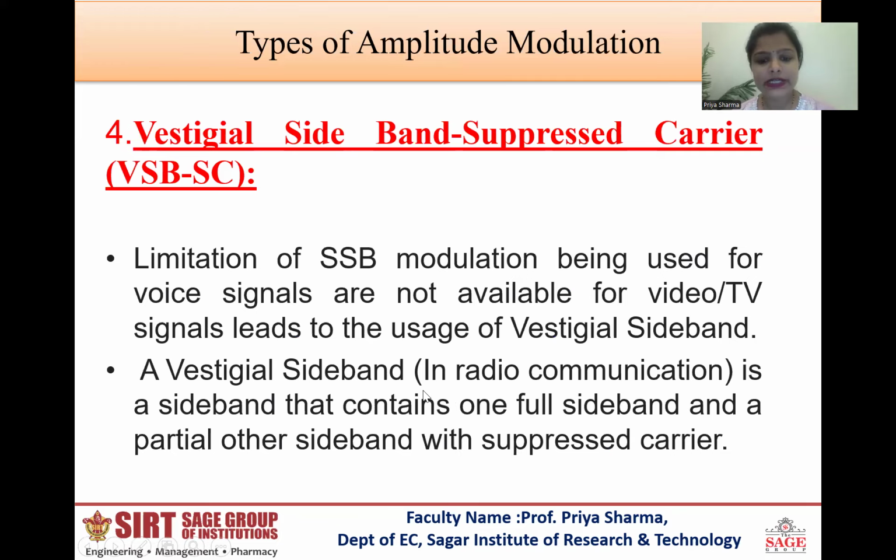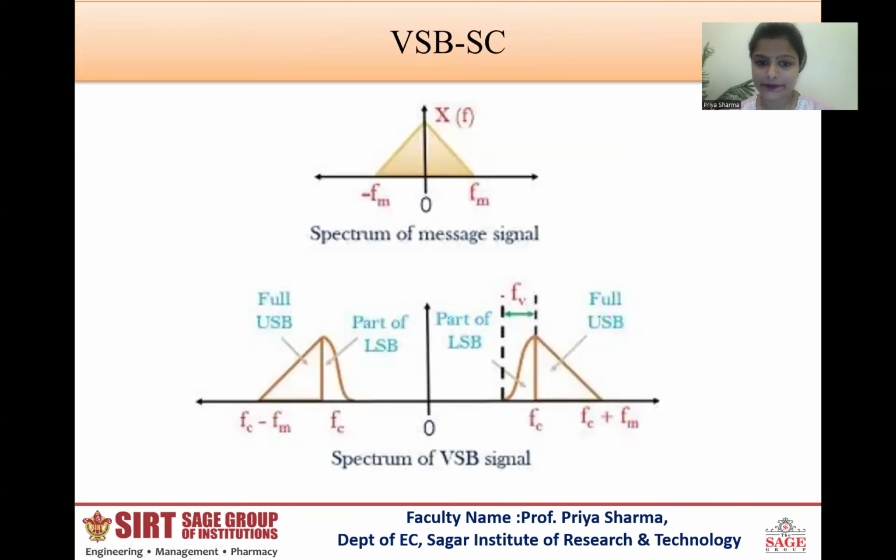A vestigial sideband in radio communication is a sideband that contains one full sideband and a partial other sideband with suppressed carrier. So this is the basic frequency spectrum diagram of VSB-SC. This is the spectrum of the message signal. Here, the full USB is transmitted and a partial part of the LSB is transmitted, not the full.